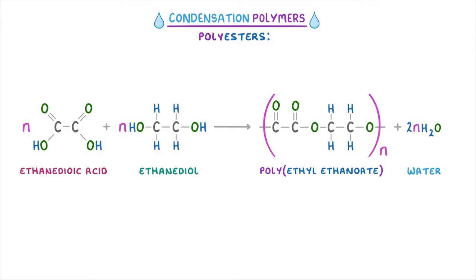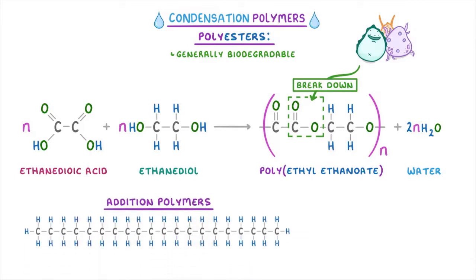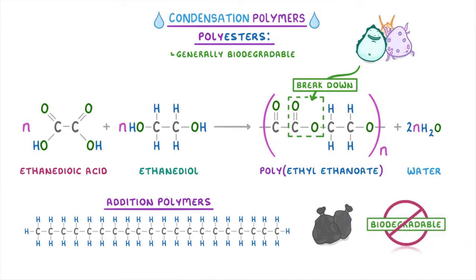The very last thing we need to say is that polyesters are generally biodegradable, which means they can break down naturally, because bacteria and other microorganisms can break down the ester links. Importantly, this is a big difference to addition polymers, like plastics, which generally aren't biodegradable, and so stay in the environment for ages.